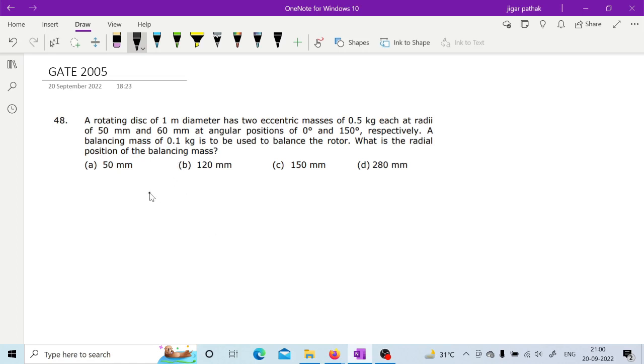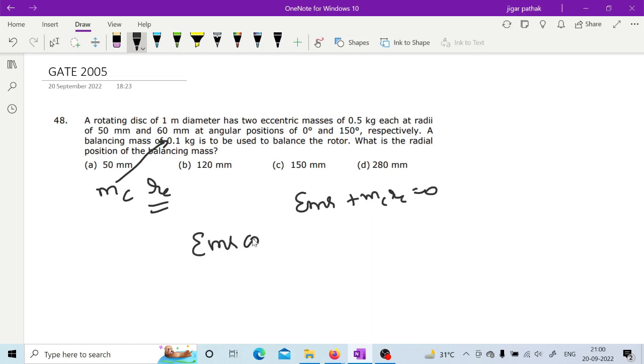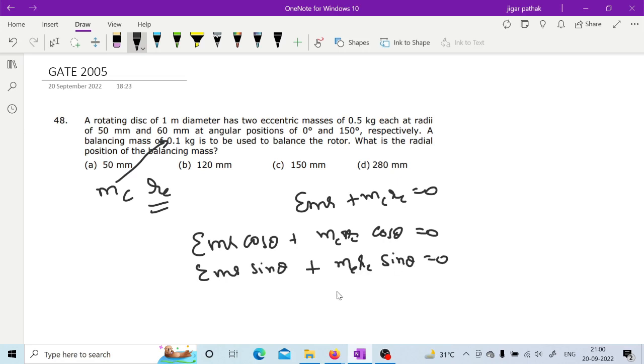So what they have asked is RC, right? In MCRC they have asked RC. MC is provided as 0.1 kg. What you have to do is that sigma mr plus MCRC is equal to 0, sigma mr cos theta plus MCRC cos theta equal to 0, sigma mr sin theta plus MCRC sin theta equals to 0. From this you will get it. Can you quickly try this?